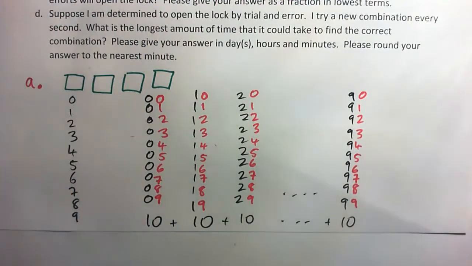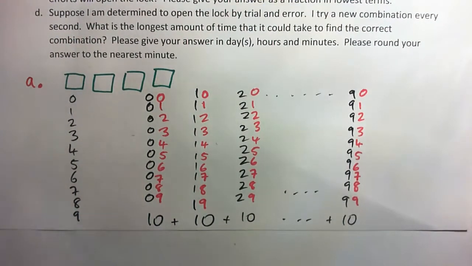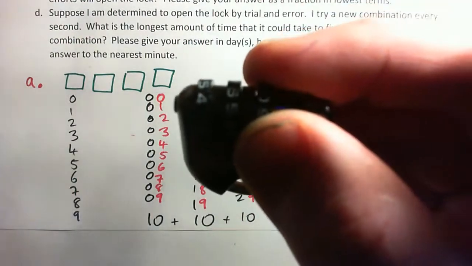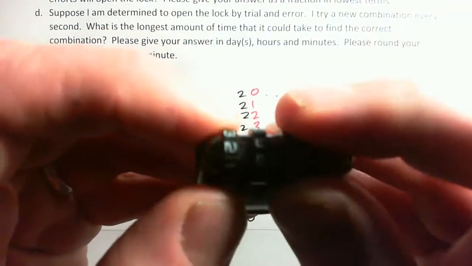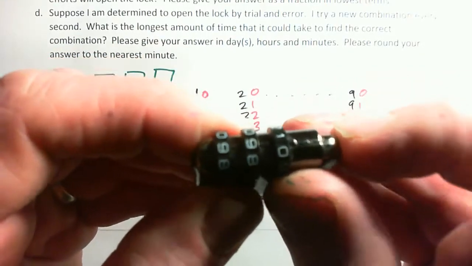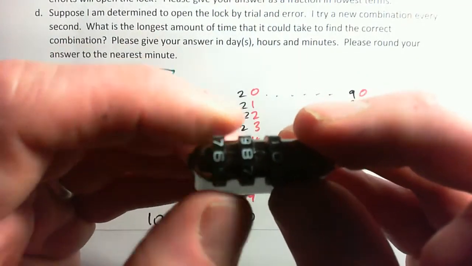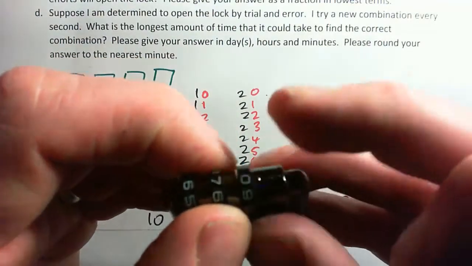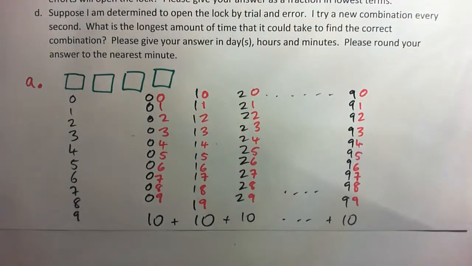So there are overall 100 ways of arranging just the first two wheels in the combination lock, from 0, 0 all the way through 9, 9. 100 different ways. If it took you 1 second to turn a wheel and try that, so every time you change, you make a new two-digit option, and it takes you 1 second to try it, that would be 100 seconds just to test two wheels on a combination lock. 100 seconds would be about how long it would take.